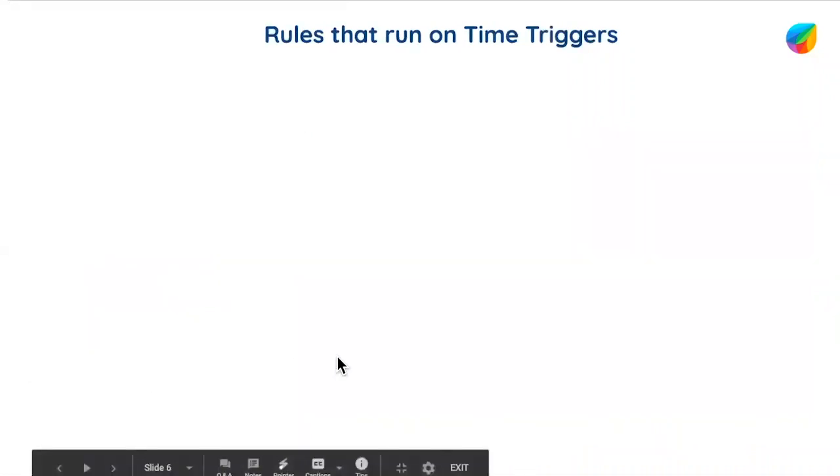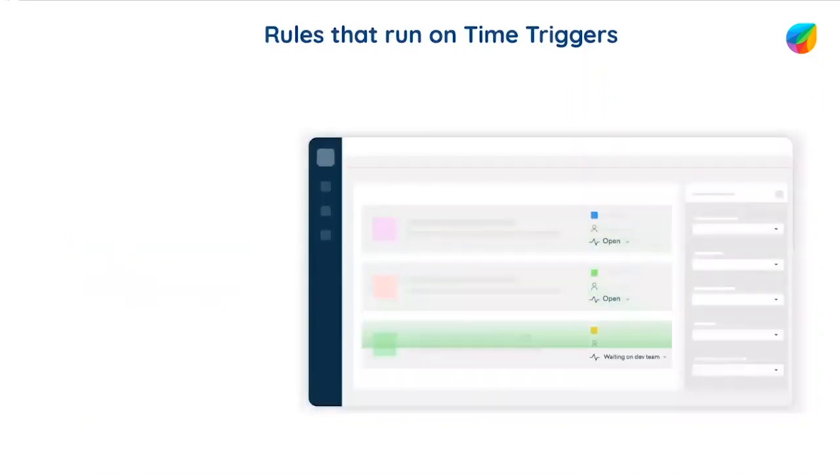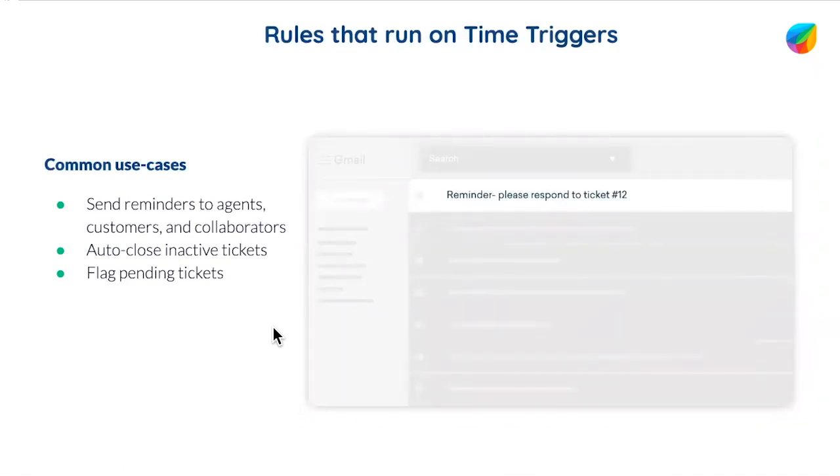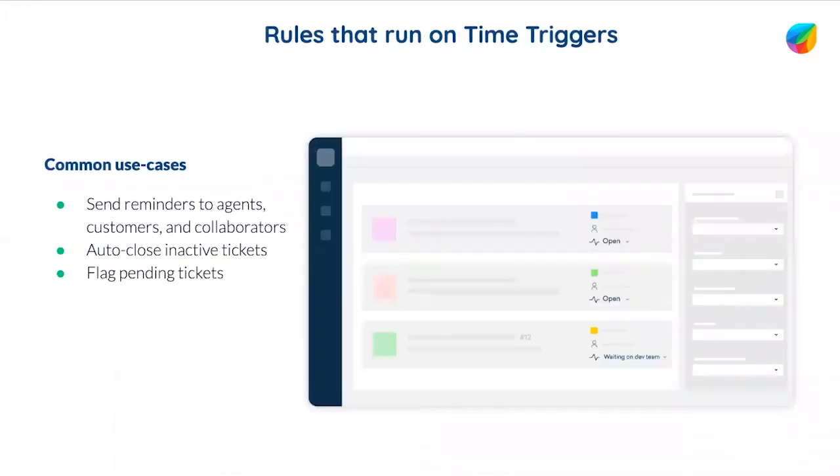Now, the last one are rules that run on time triggers. These rules scan your tickets every 1 hour and check if there's anything that needs an update. So these are the rules that will be getting rid of your to-do lists, so that they take care of reminding different people in your team. They can take care of reminding people that you need help from.